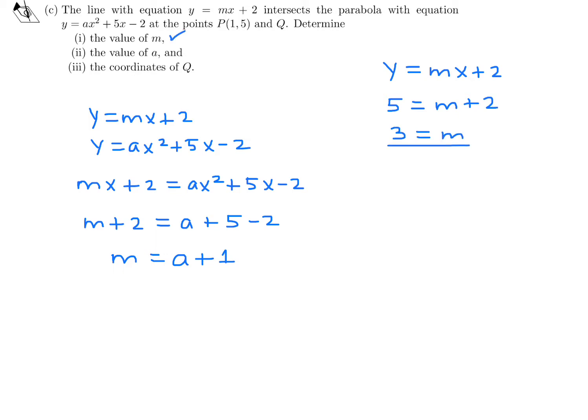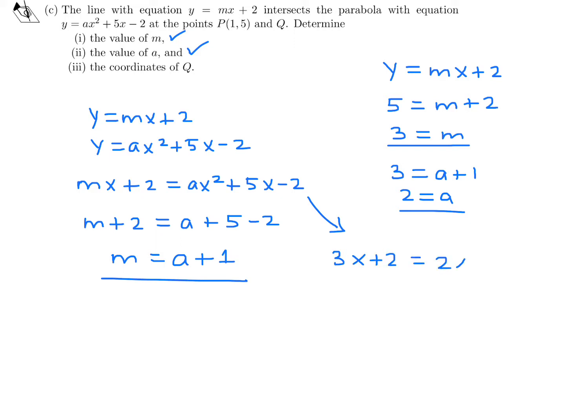So that's the first thing that they wanted us to figure out. So we got that one. Well, m is a plus 1, so 3 is equal to a plus 1. So a is 2. So we got the second one. Now we have to find the coordinates of Q. Since we have the values of m and a, we can go back and substitute them there and then solve that. So m is 3, so we have 3x plus 2, and a is 2, so 2x squared plus 5x minus 2.